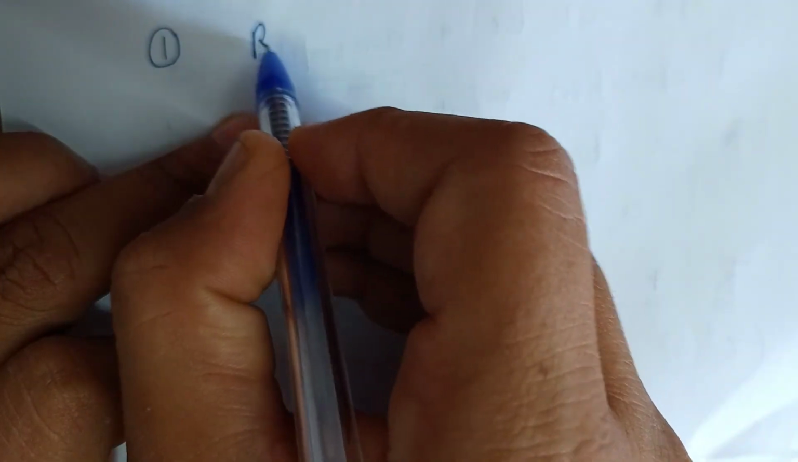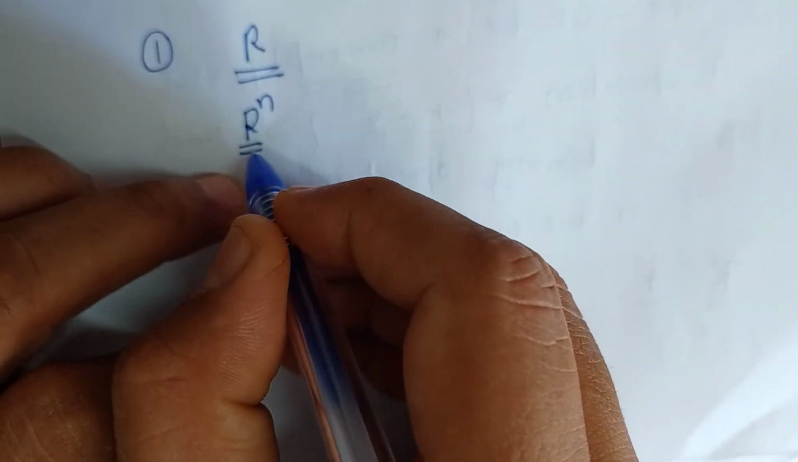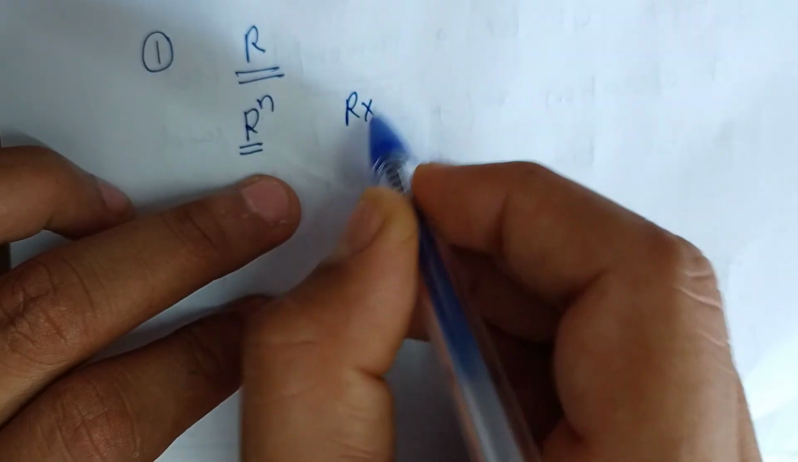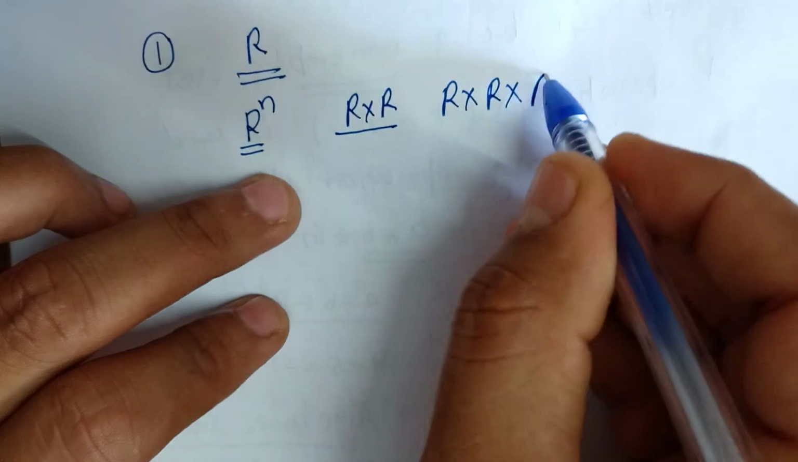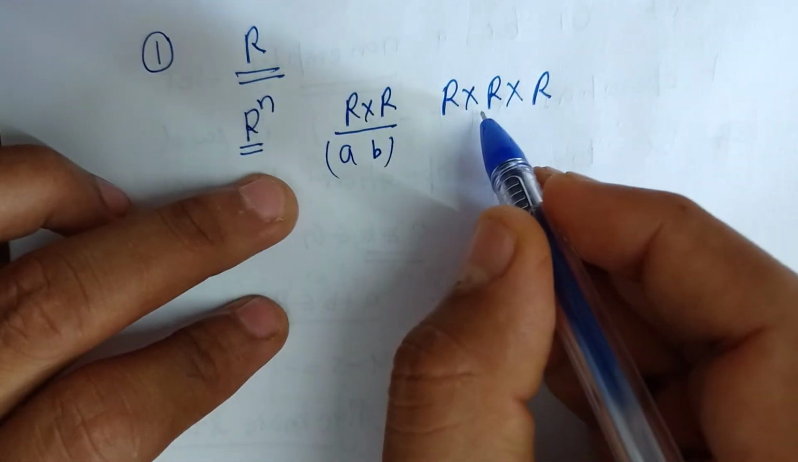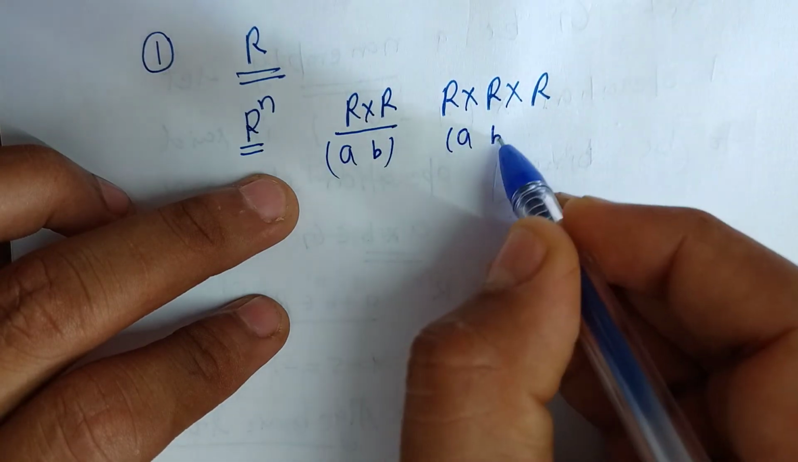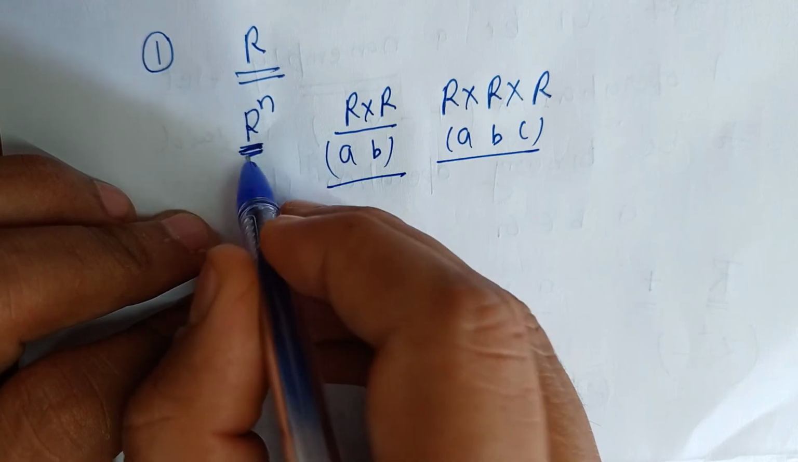So here I give a few examples of vector spaces. First, a very standard example: if R is the set of real numbers, then Rn, where n can be any number, like R cross R if n equals 2, or R cross R cross R if n equals 3. R cross R means the element will be (a, b); R cross R cross R means the element will be (a, b, c). If you take any Rn, this is called the Euclidean space.